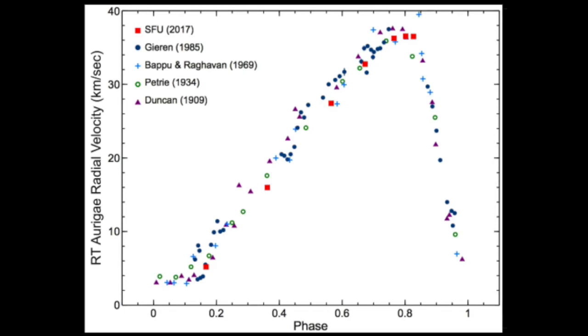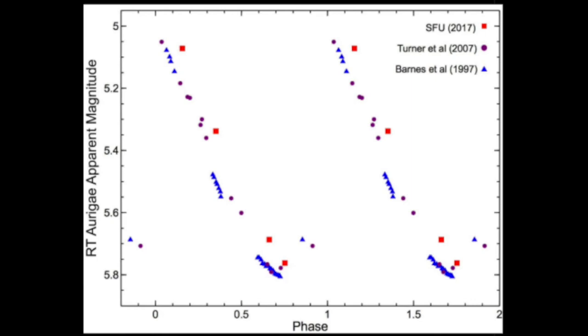The first graph shows RT Auriga's radial velocity, or how quickly it's moving away from or toward us, in kilometers per second, over its phase. So at what stage of its expansion or contraction it's at. The second graph shows RT Auriga's apparent magnitude, or how bright it appears to us, over its phase again.